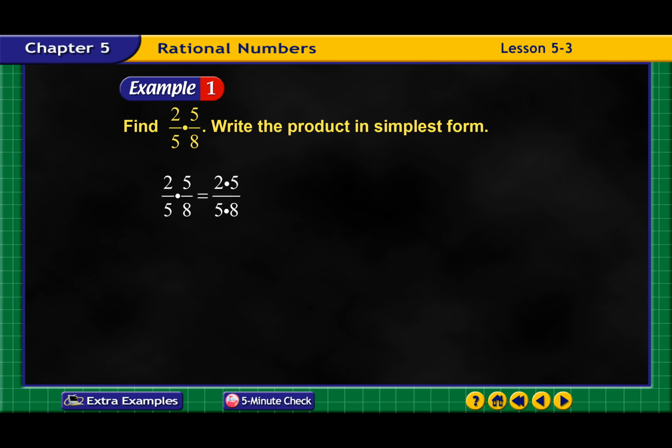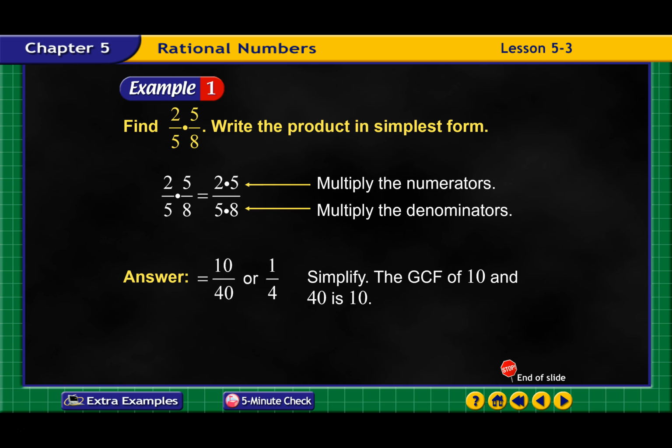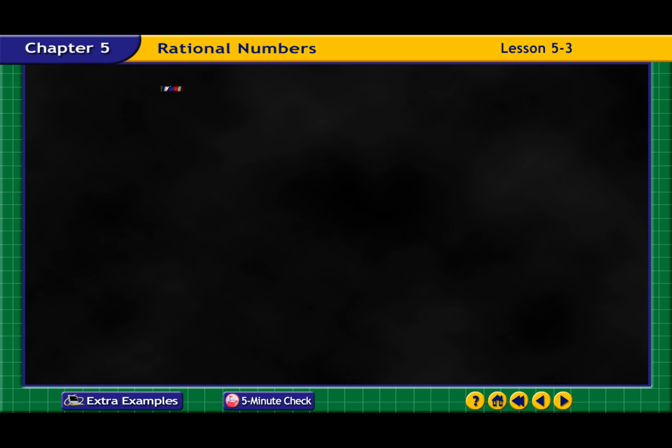So we're going to first multiply across, 2 times 5, 5 times 8. We multiply the numerators and we multiply the denominators. So 2 times 5 is 10, 5 times 8 is 40. We can then simplify that to 1/4 because the greatest common factor is 10, or we can just see there are 2 zeros there, take off the zeros, divide them both by 10. Keep going. All right, you try.